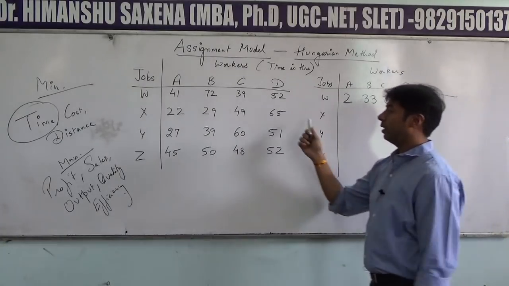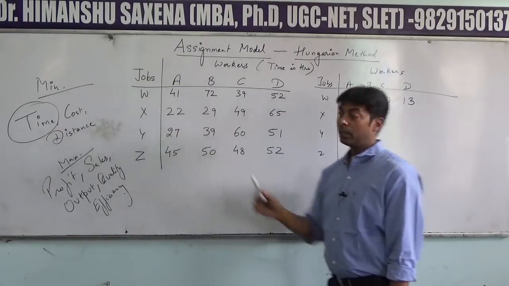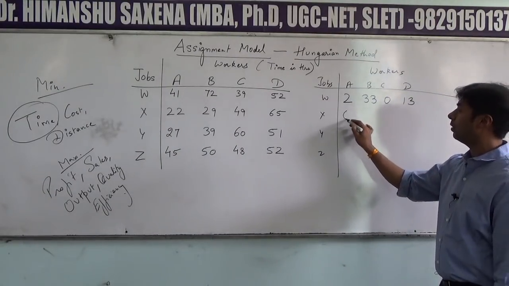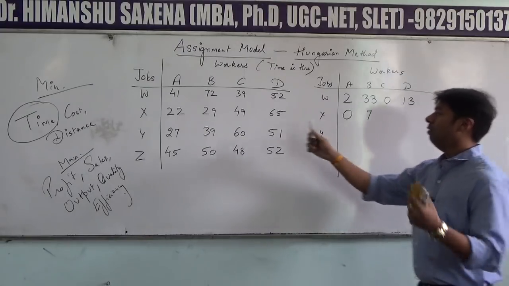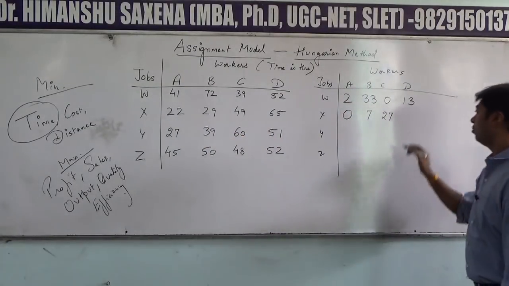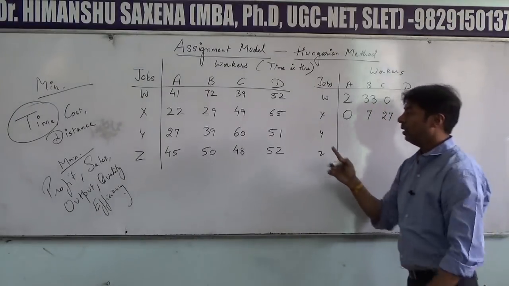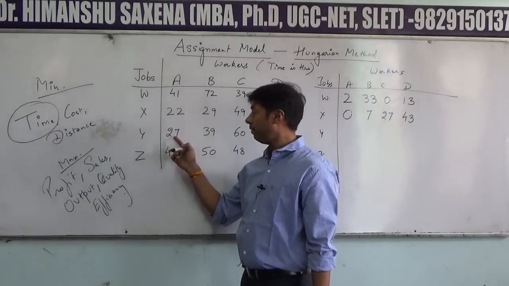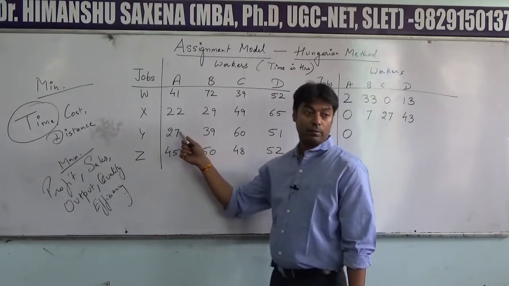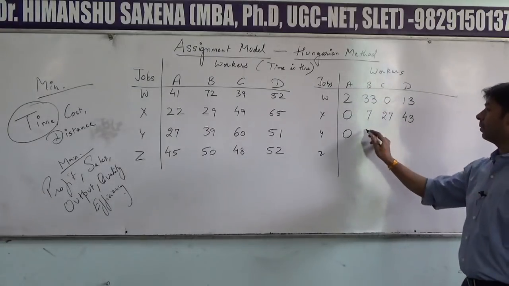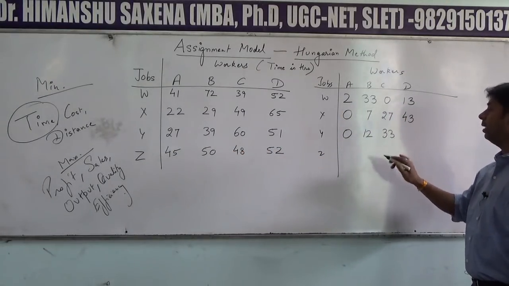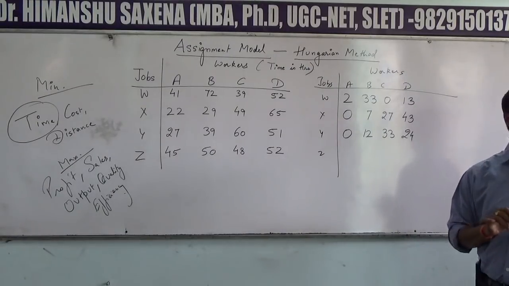Now, in the second row, what is the minimum element? 22. When you subtract 22 from all the elements of the second row, the new row would be 0, then 7, 49 minus 22 will give you 27, and 65 minus 22 will be equal to 43. Now in the third row, the minimum element is 27. When you subtract 27 from all the elements of the third row, you get 27 minus 27 equal to 0, 39 minus 27 equal to 12, then 60 minus 27 equal to 33, and 51 minus 27 equal to 24.